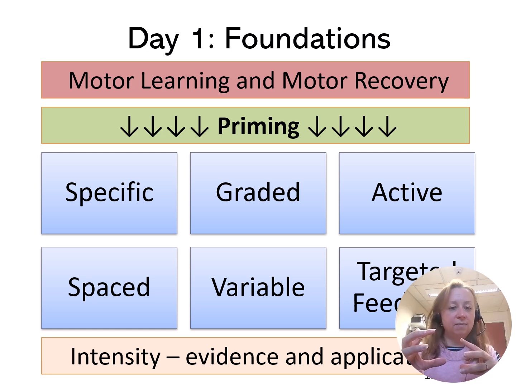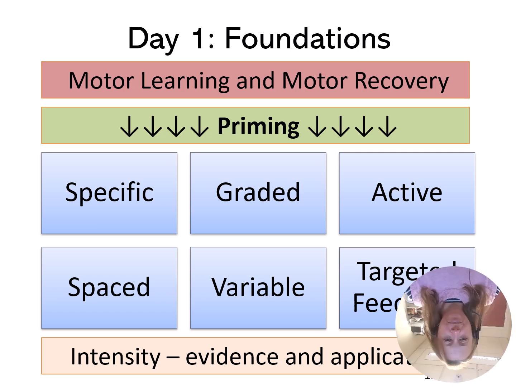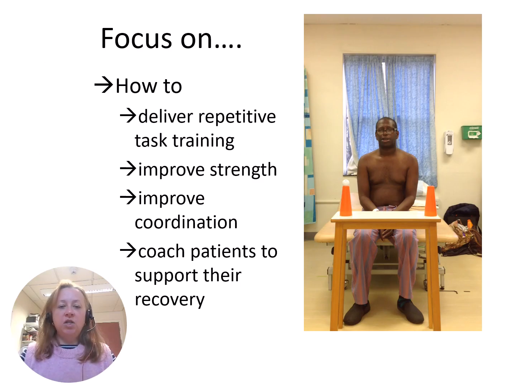We'll cover what those things mean, how you might use them in practice, and we do some little group work and some examples to sort of play around with the impacts of these different principles on your learning. And we will think about evidence around intensity and application around intensity. Our general focus is on delivering repetitive task training, how we might improve strength and coordination. We know these are the things that most affect somebody's function.